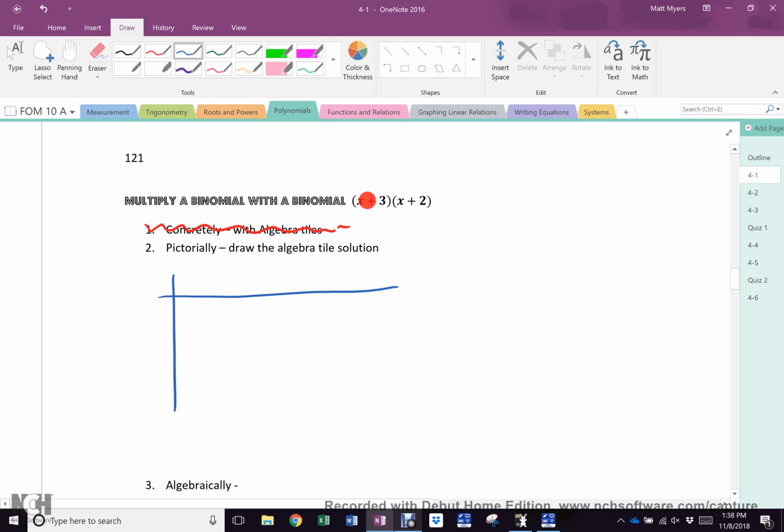Is this a factor? Yes, because it's a single thing multiplying by another thing, yes? So this is factor 1, this is factor 2. Where do the factors live? On the outside. Well, how do I draw x plus 3? I draw x, then I draw 3 little ones, yeah? This is going to be x plus 2, correct?